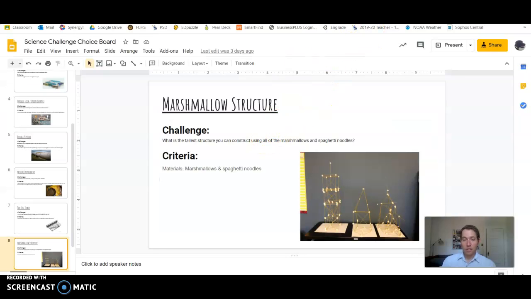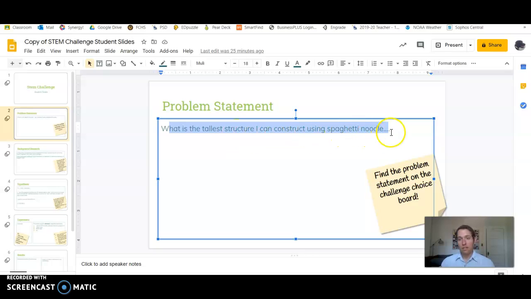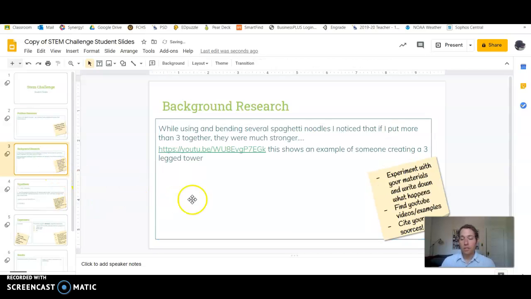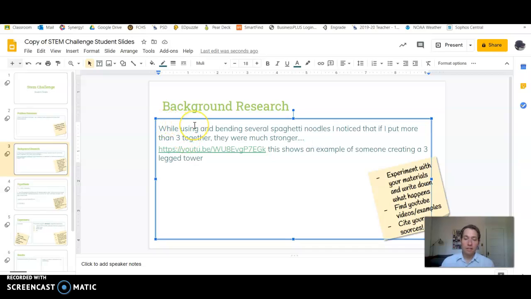So if you notice here, I said, what is the tallest structure I can construct using spaghetti noodles and marshmallows, right? Slide 2 is where you start doing research with your materials, experiment with materials, write down what happens, find YouTubes, find videos, and cite your sources.